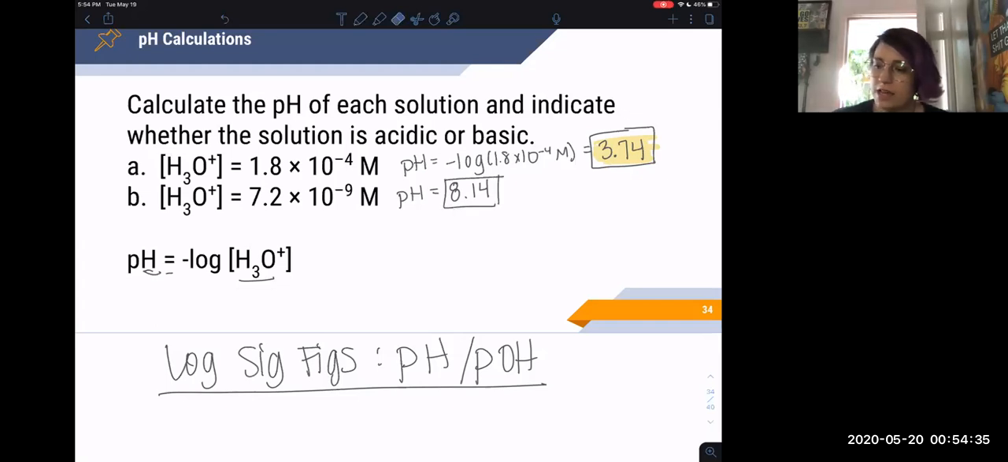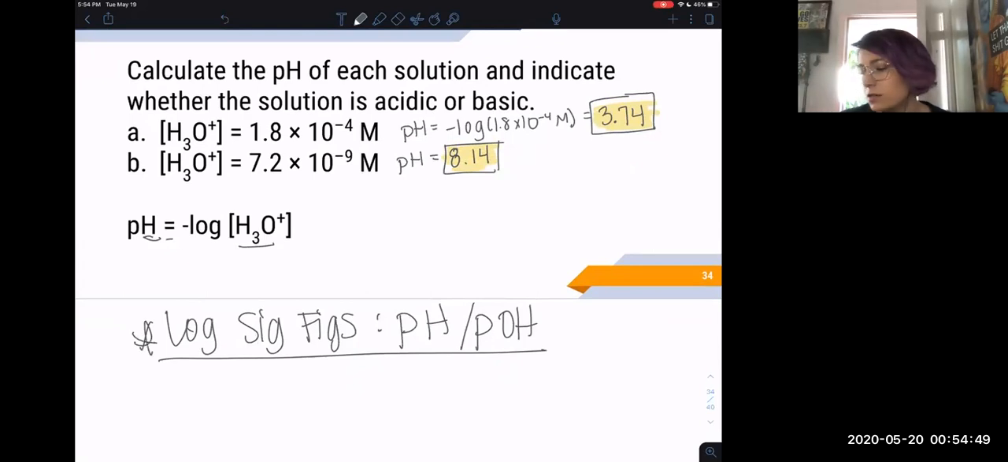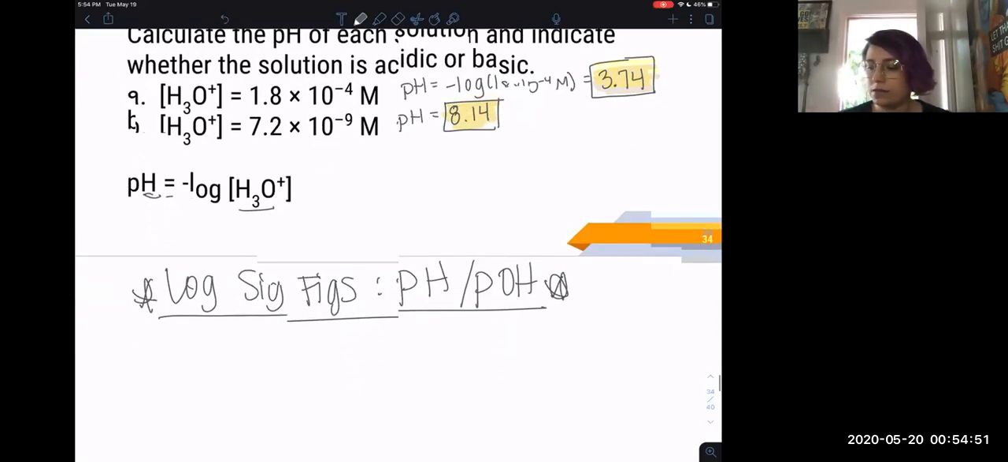And notice that my pH is different, my sig figs are different. So I have 2 sig figs here, but I have 3 sig figs here. So log sig figs are different. So this is your last sig fig rule you'll ever need to know. Okay, the last one.